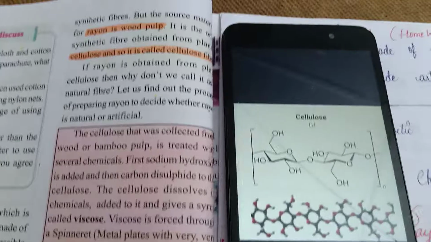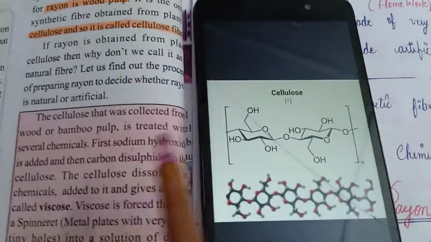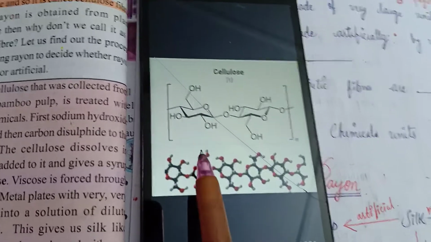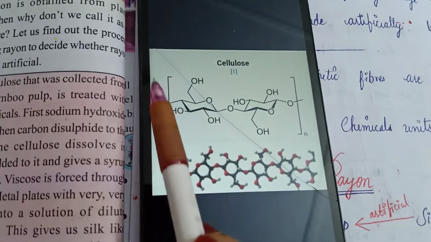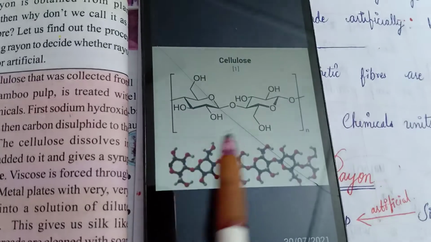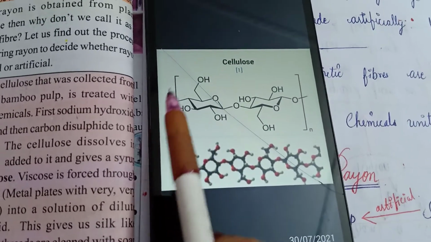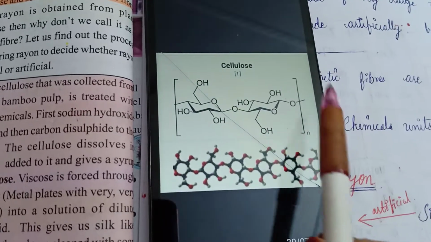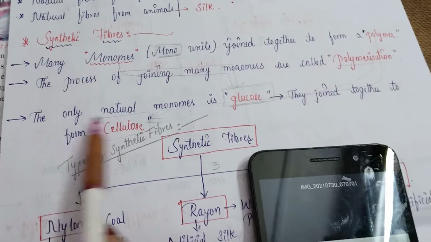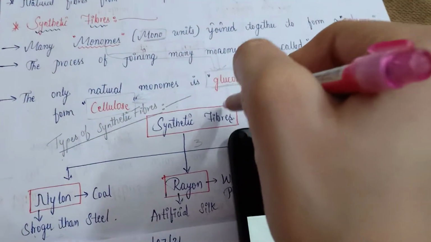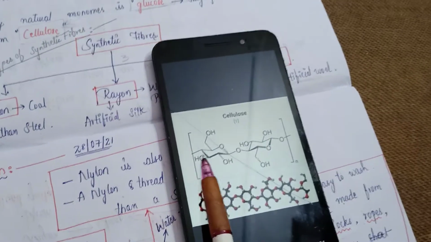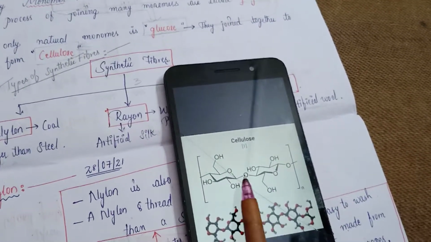We have been saying cellulose from the starting class of this chapter, right? What is cellulose? Here is the cellulose structure. As you can see, this cellulose is present in plants. This portion is similar to this portion, so it is a single molecule, a single monomer. This single monomer continuously joins together to form a polymer. This is nothing but cellulose. As I said in our last class, the only natural monomer on this earth is glucose, and the glucose units join together to form cellulose, right? This is our cellulose structure.